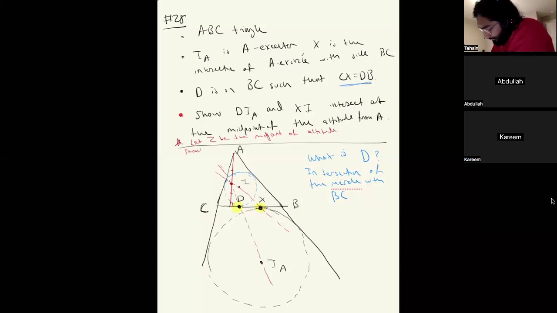that X, I, Z are collinear, and D, I, A, Z are collinear. So this is equivalent. Does it make sense how I've rephrased this?